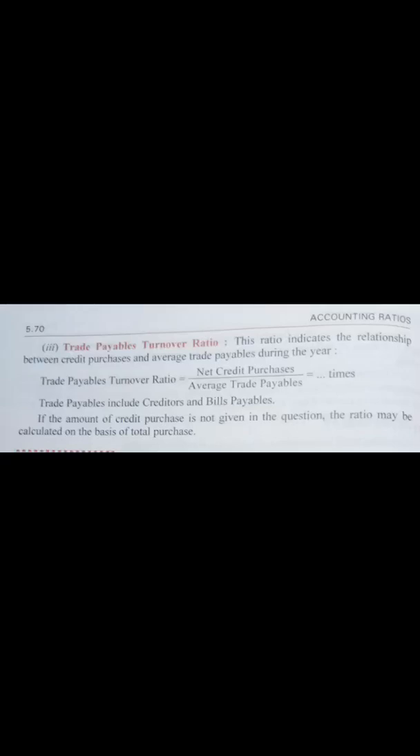In this video, we are going to learn about the remaining two turnover ratios. Trade payable turnover ratio. This ratio represents or indicates the relationship between credit purchases and average trade payable. That means we can calculate this by just dividing net credit purchase by average trade payables, and this is represented in times. Here trade payables include the creditors and bills payable.